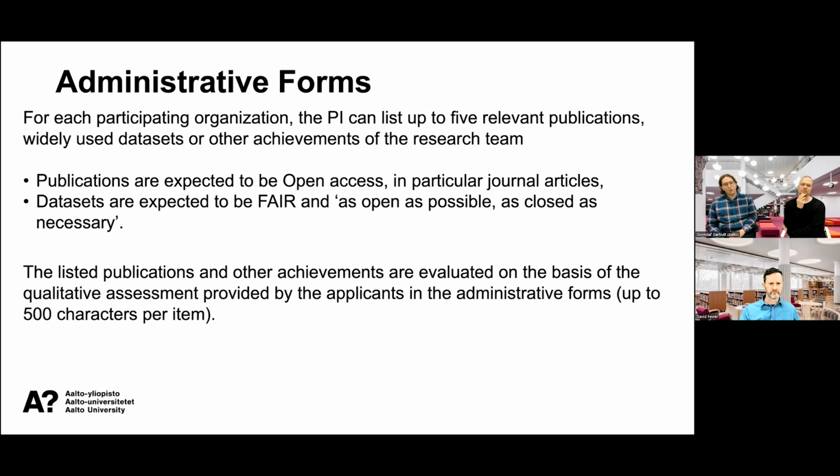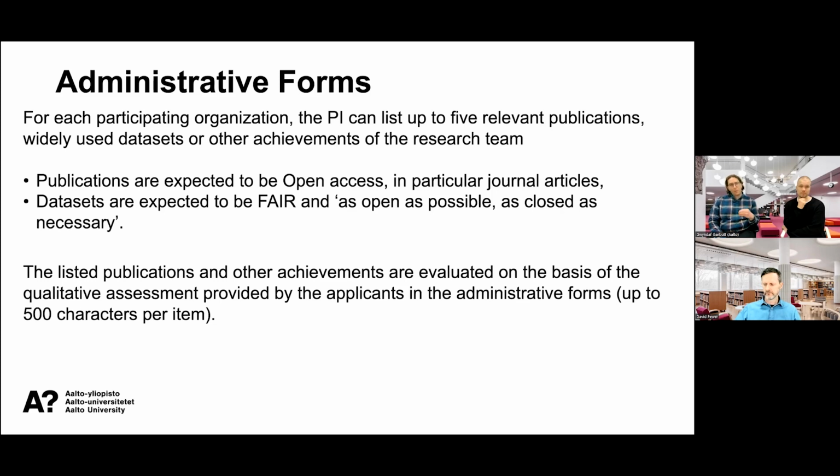In addition to these pieces of the proposal, the technical description part B, there are also administrative forms. And in the administrative forms, each participating organization can list up to 5 relevant publications, widely used data sets, or other achievements for the entire research team. The listed publications or data sets are expected to be open access, specifically journal articles, and data sets are expected to be FAIR and as open as possible, as closed as necessary. If the publications and data sets are not already open access when you're preparing the proposal, it is strongly advised that you retroactively deposit them so that they are open when the proposal is reviewed.